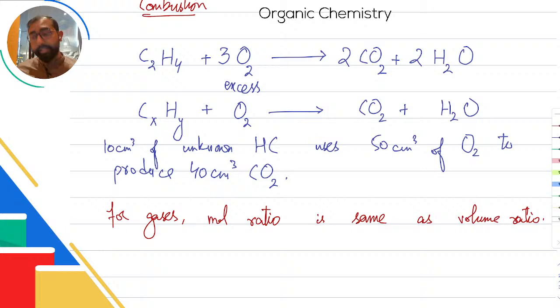So what is the gas volume I have? Do I have 10 cm cube of hydrocarbon as a gas? Yeah. Do I have 50 cm cube of oxygen as a gas? Yeah. Do I have 40 cm cube of carbon dioxide as a gas? Yeah. Which means the ratio of these gases, the moles, is exactly going to be the ratio of volume. So what's the ratio of volume? It is 1 for hydrocarbon, 5 for oxygen, and 4 for carbon dioxide.